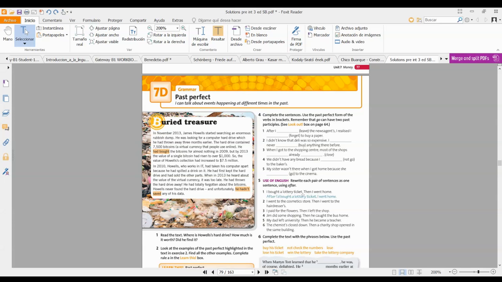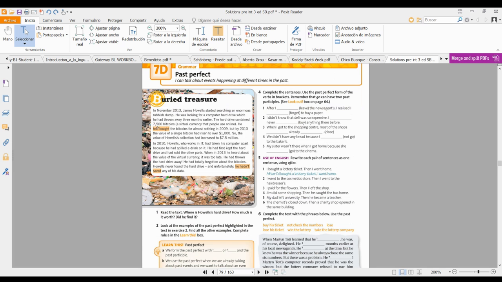How are you today? Okay, well, in this section, we are using our books to learn about the past perfect, yes? And at the beginning, it says past perfect. I can talk about events happening at different times in the past. So the idea is that you're going to use the examples in the text that I suppose you have read already to find or try to discover the rules of the past perfect.